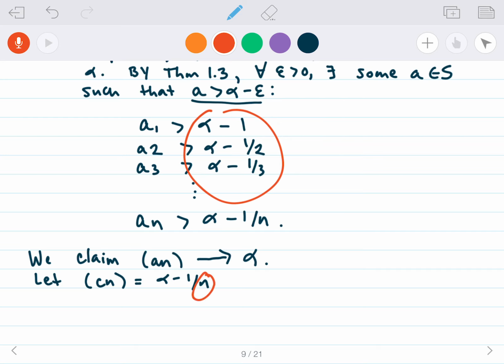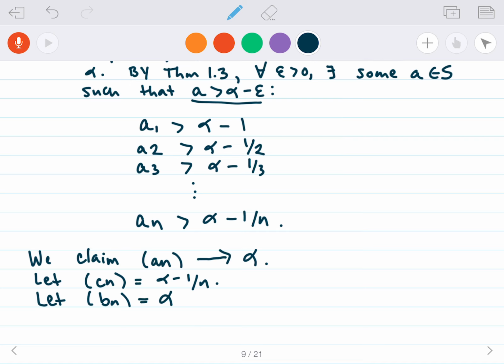When I make n really large, this thing's going to go to alpha minus 0, which is alpha. And so I want to bound a sub n in between two sequences that converge to alpha. This is going to be one of them, because I know that a sub n is going to be bigger for each n. It's going to be bigger than alpha minus 1 over n. So that's kind of the intuition here. And we're going to let the other sequence be alpha, right?